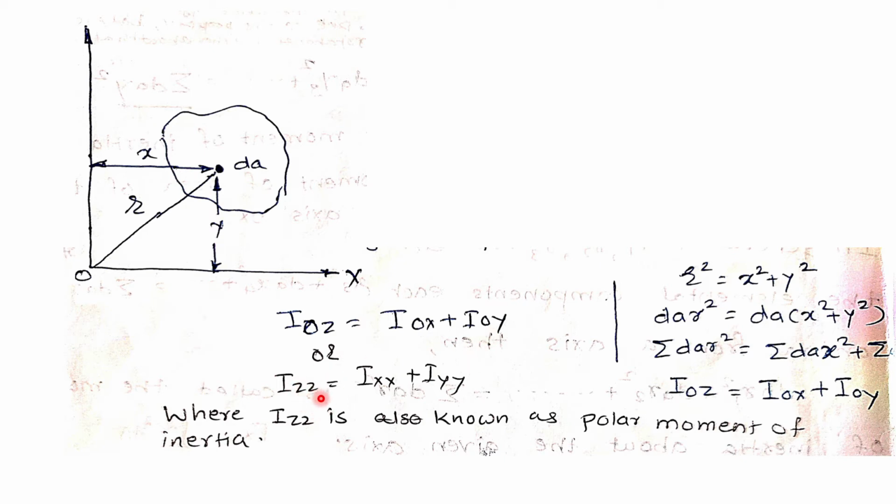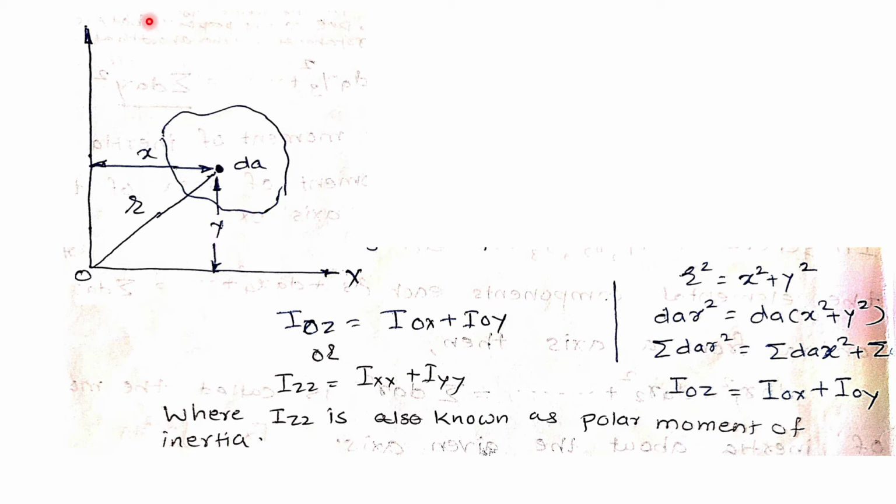or Izz, that is suffix, dear student, I suffix zz is equal to I suffix xx plus I suffix yy. So it is nothing but the moment of inertia of the plane lamina. It is equal to the sum of the moments of inertia of the same lamina about the mutually perpendicular axes.